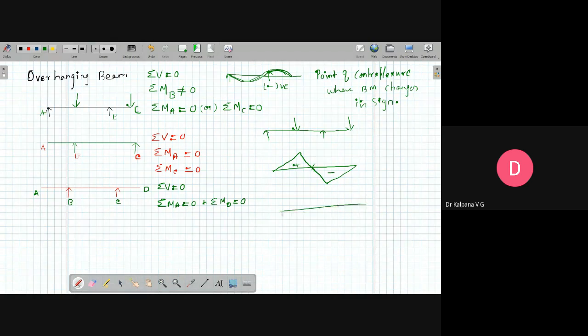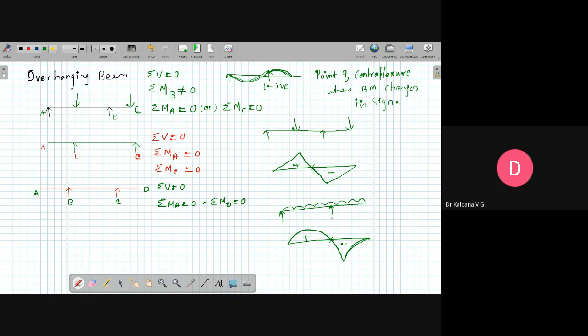In case it is subjected to UDL throughout the beam, this is the cantilever portion. For a cantilever subjected to UDL you will be having a parabolic line like this, and then this is the simply supported portion. For that, if UDL is there, it's a parabolic line. So this is minus, this is plus.